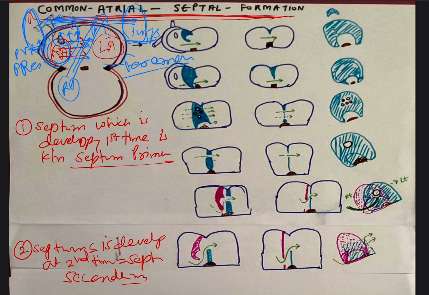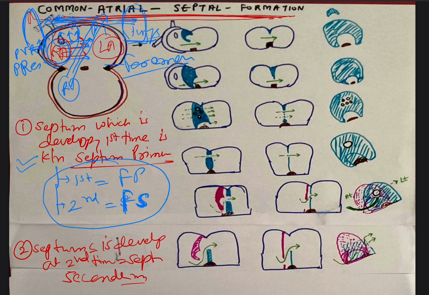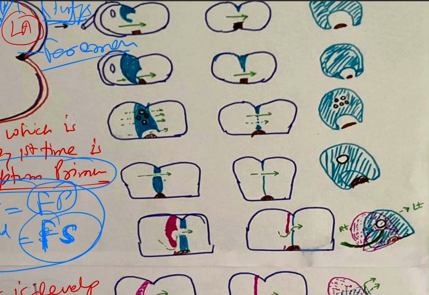For this shifting, it requires foramens. The foramen which is developing the first time is known as foramen primum. Simple. And the foramen which is developing at the second time is known as foramen secundum. If you look very carefully, I mentioned this foramen primum and foramen secundum in septum primum. This means that septum primum has both these foramens, foramen primum and foramen secundum.